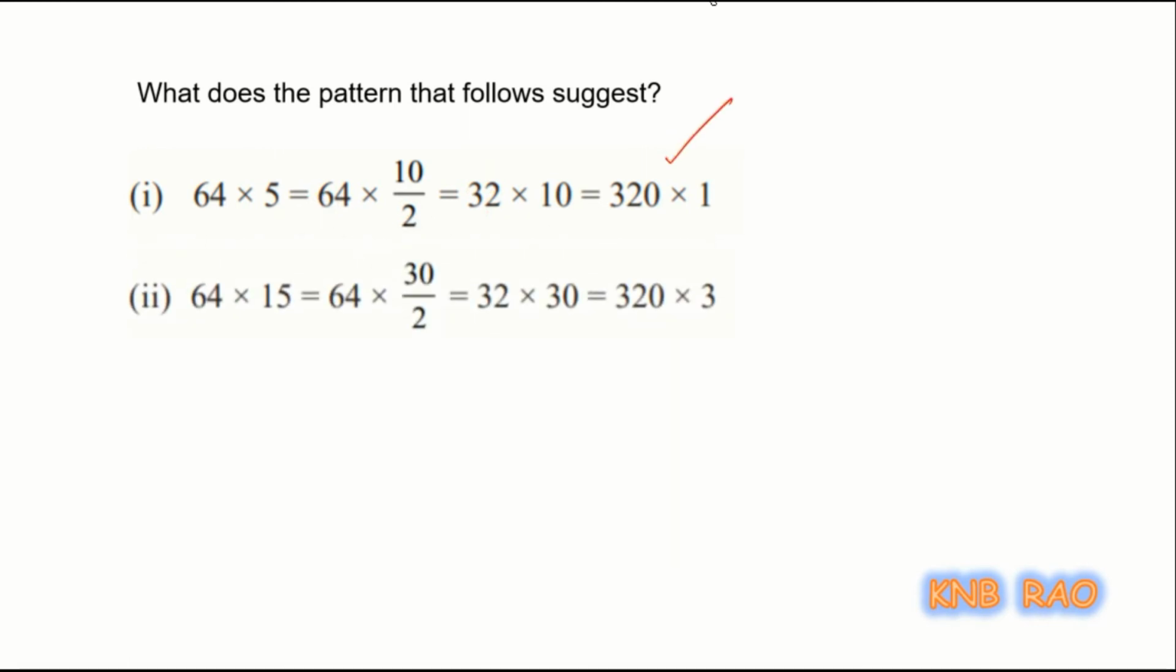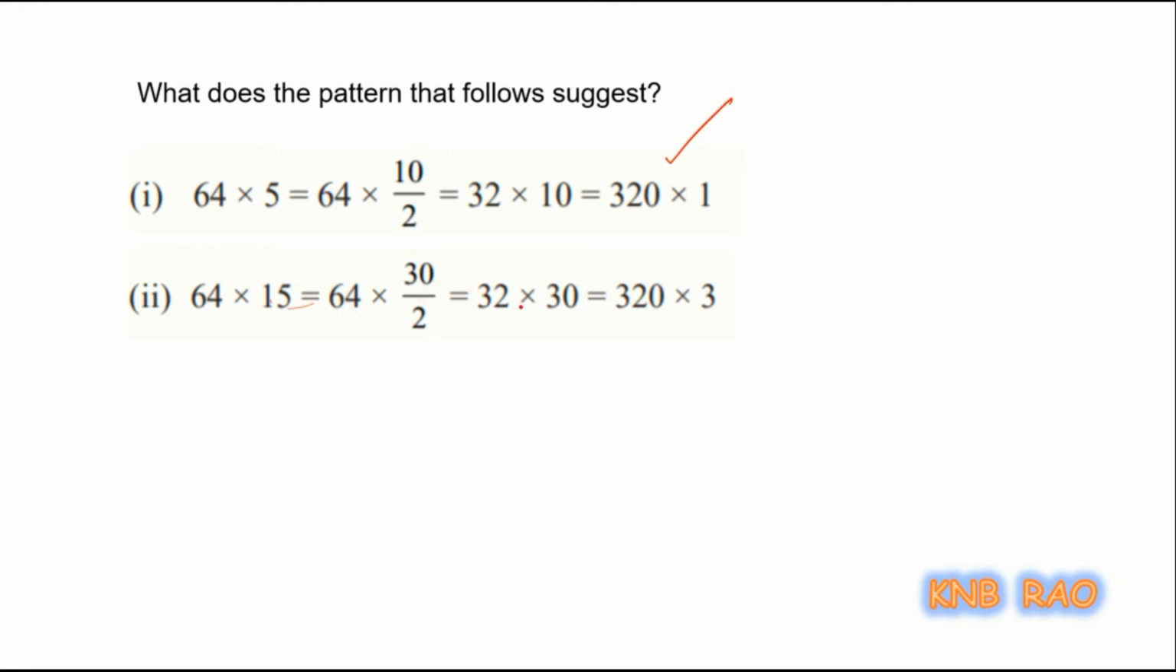Next, 64 into 15. 64 into 10. Here by 2 I have done for 5, but for 15 what will I do? 64 into 30 by 2. So 32.